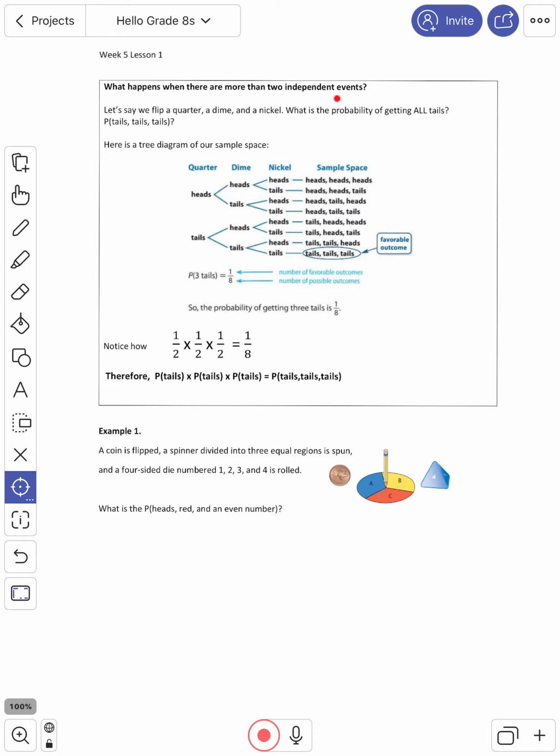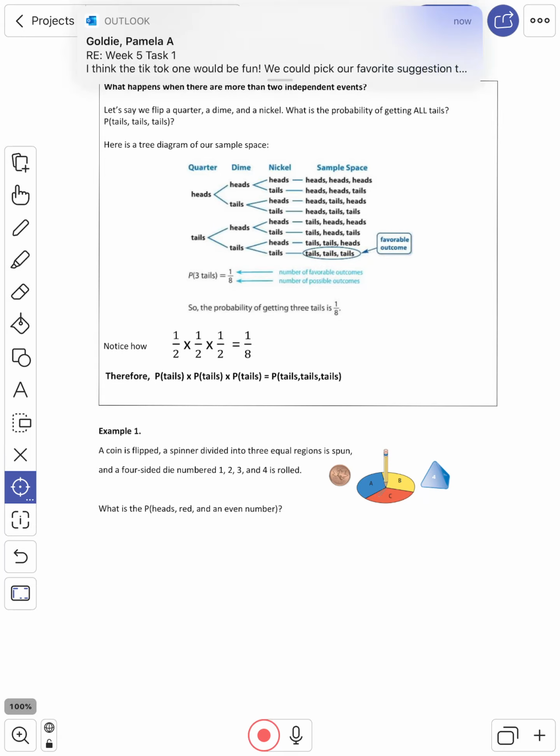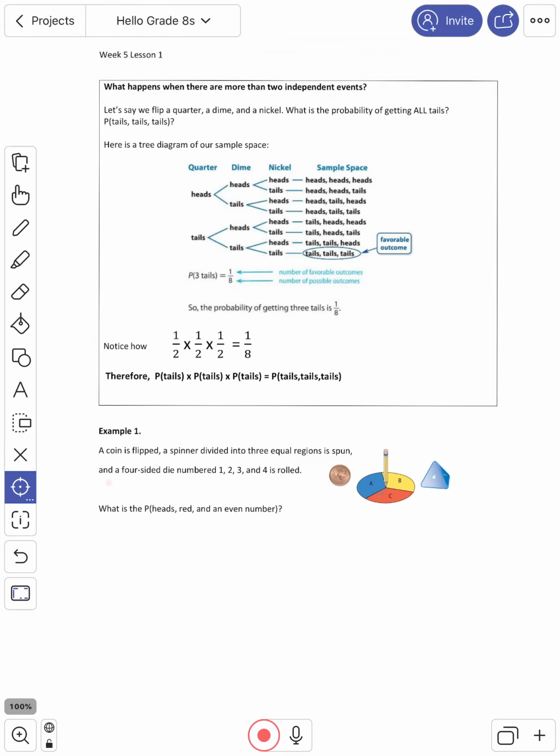Same thing with more than 2 independent events. We're going to multiply each of the probabilities together. So let's look at this question over here. A coin is flipped, a spinner divided into 3 equal regions is spun, and a 4-sided die numbered 1, 2, 3, 4 is rolled.